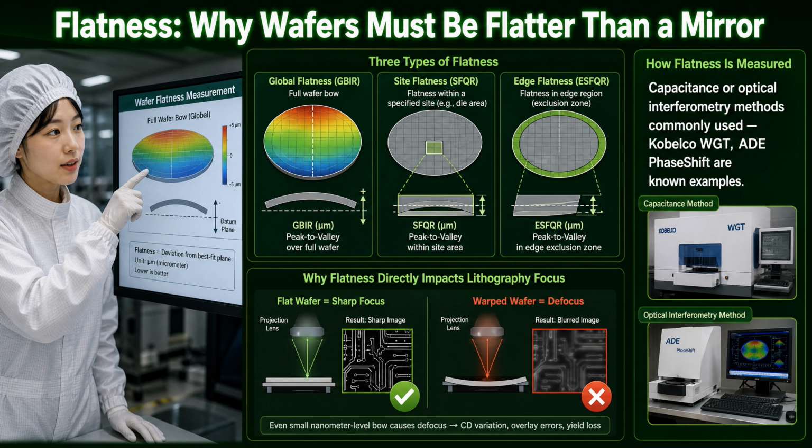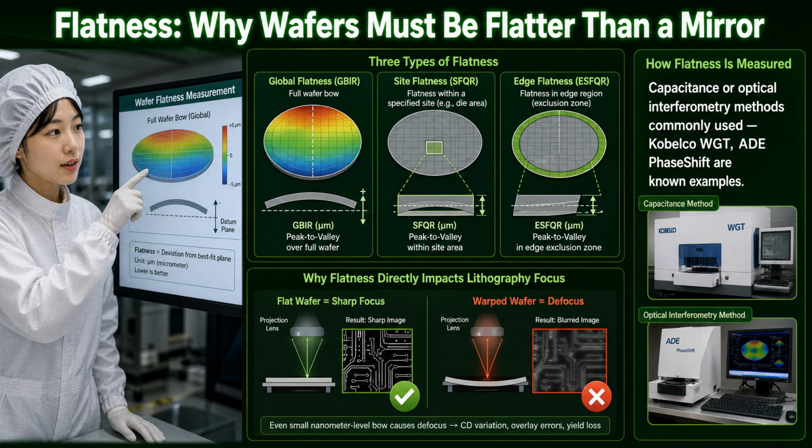But in semiconductor manufacturing, flatness is not just about being flat overall. Three types are managed: global flatness, which covers the entire wafer bow; site flatness, which covers the flatness within each chip area; and edge flatness, which covers the wafer edge region. Why does this matter so much?